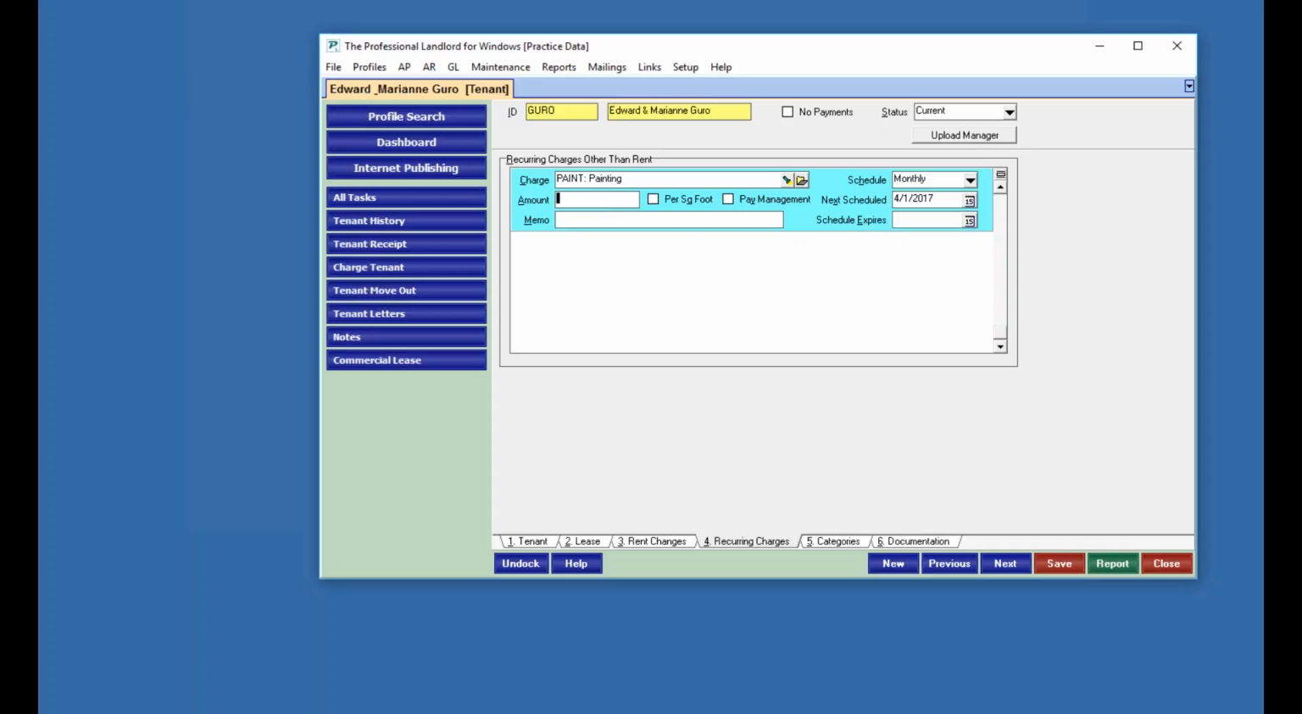And we want to do it for 3 months, so we'll put the minus $200 in first. And we're going to do it for 3 times, April, May, and June. So at the end of June, we don't want to do it for July. So we say the schedule expires on 6/30. That means it won't get charged for the month of July. And we should put a memo in. Anytime you do something like this, you should put a memo in. In this particular case, it's to reimburse the tenant for painting.